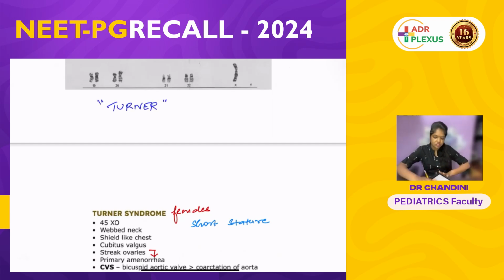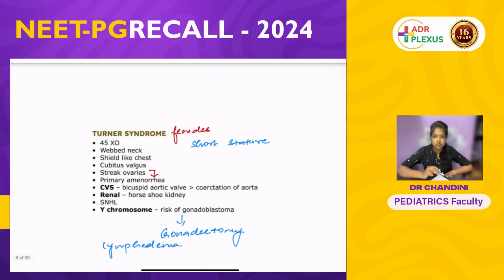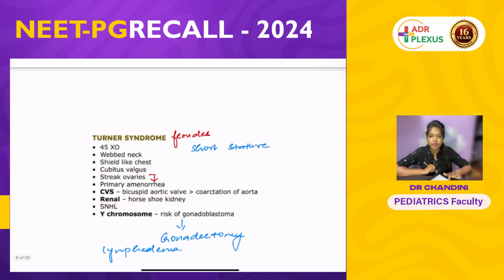So the classical features of Turner syndrome: it is a sex chromosome defect, 45XO, webbed neck, shield-like chest, streak ovaries, primary amenorrhea, and bicuspid aortic valve is common, and coarctation. Renal involvement shows horseshoe kidney. Sensorineural hearing loss is also a feature. Important thing, they also present with short stature.